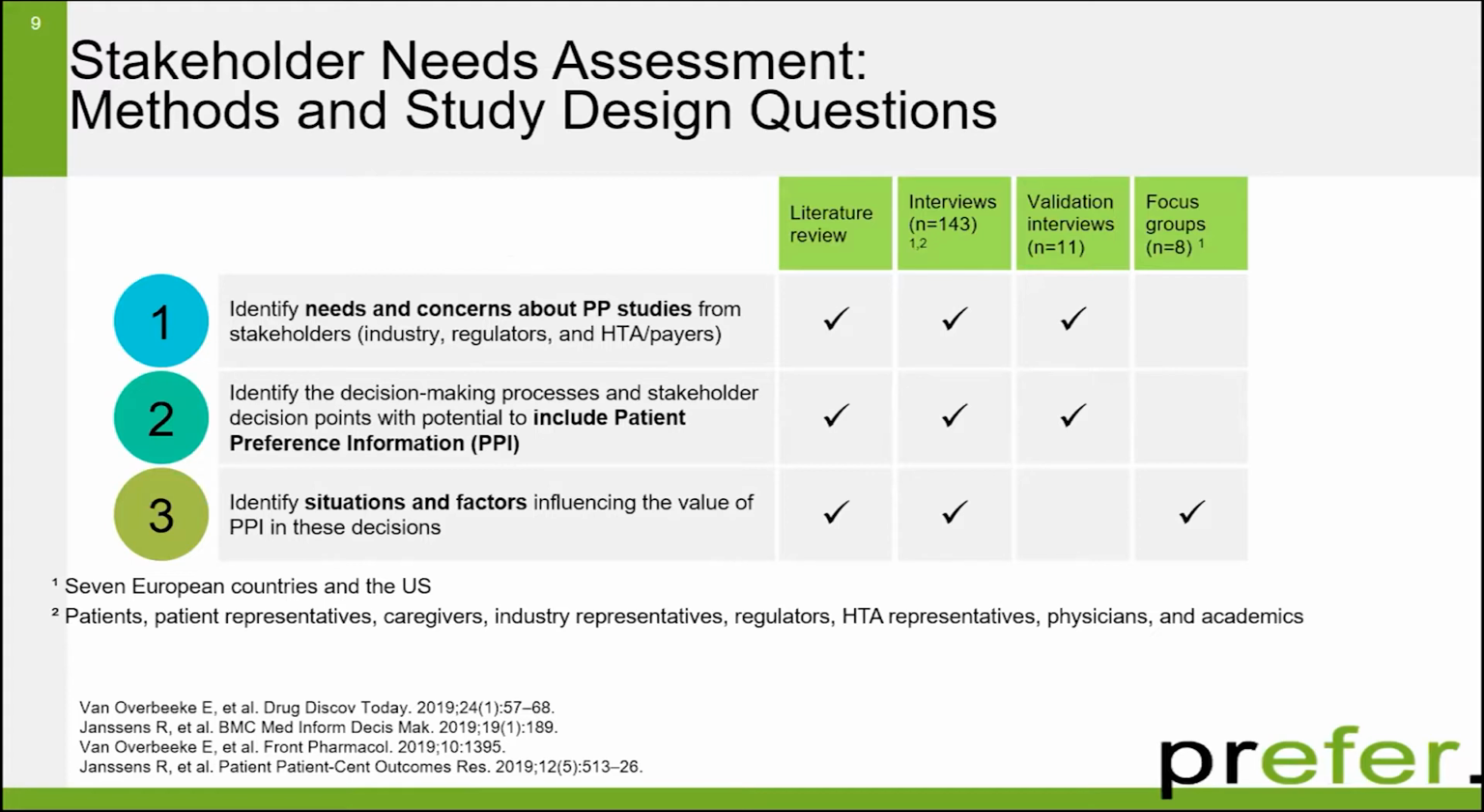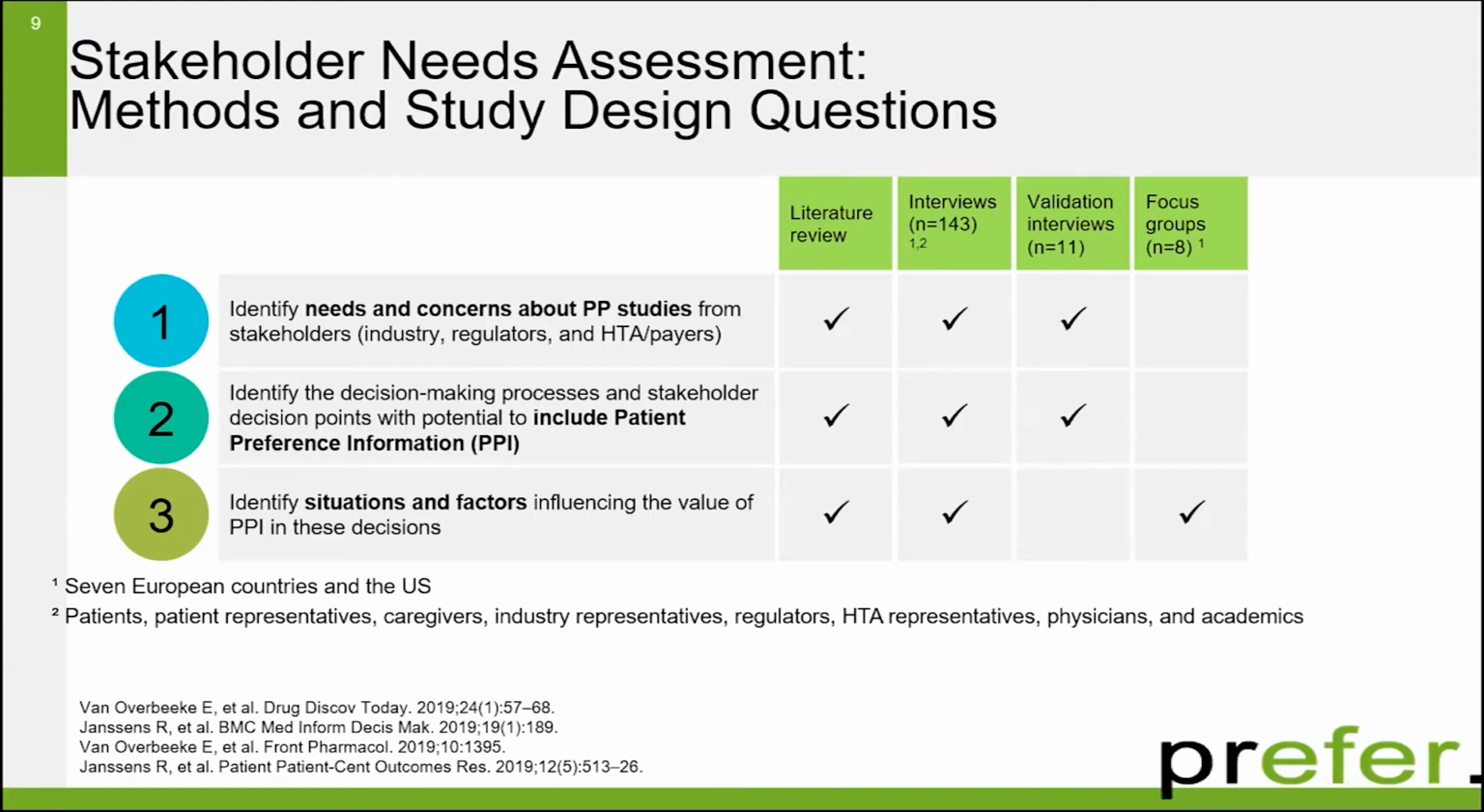And this included identifying needs and concerns of stakeholders for preference studies. What did they need? What were their concerns? Identify the decision points when you would use a preference study, and then situations or factors that would influence the value of the preference studies. This was an extensive body of work and has resulted in the publications that you see at the bottom.